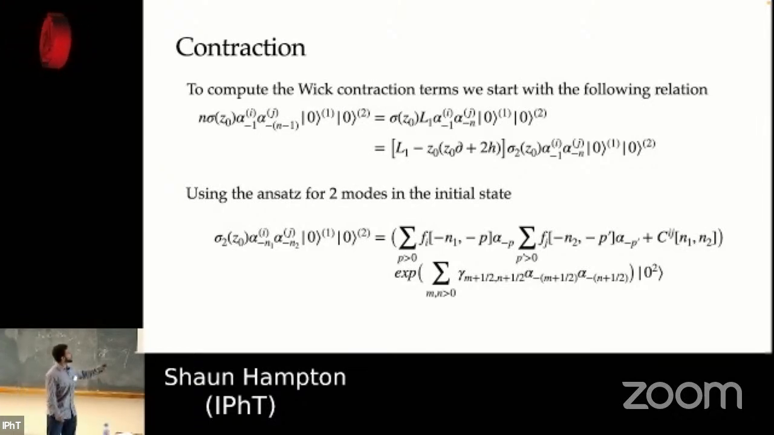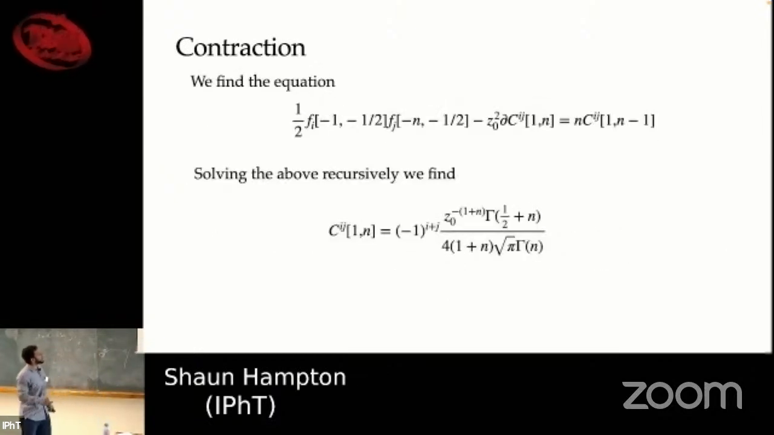So we use the ansatz for the 2 modes, and we insert this ansatz sigma 2 alpha alpha here with the appropriate mode numbers. And again, we obtain another consistency equation, and so we can solve this. So basically the idea is similar each time. It's just a different function.